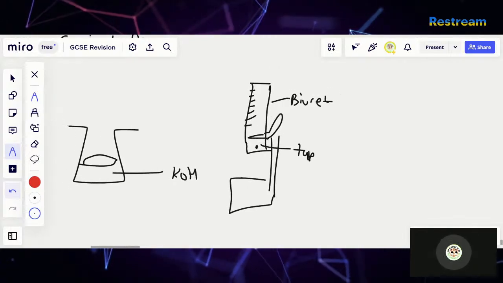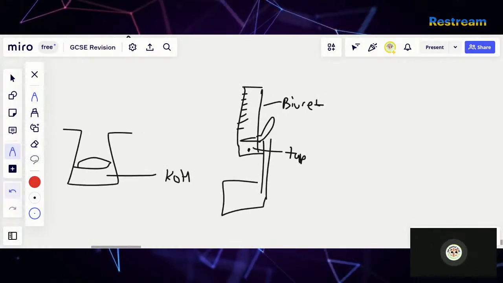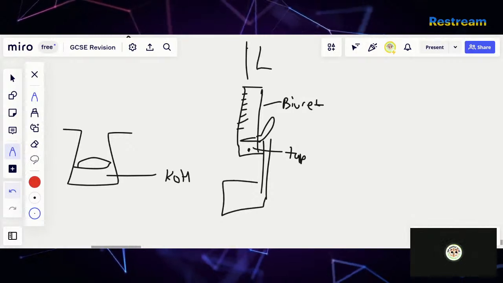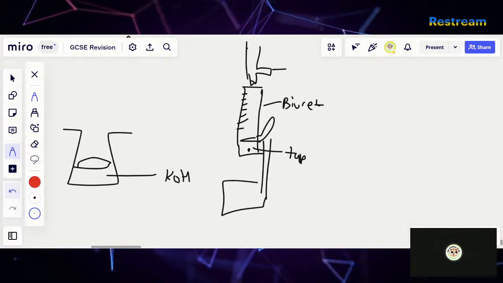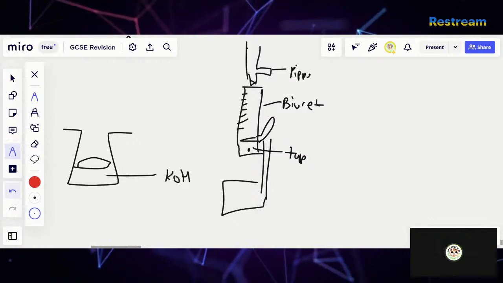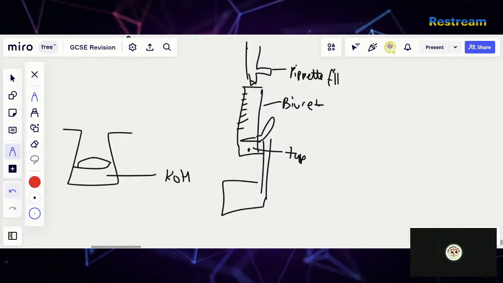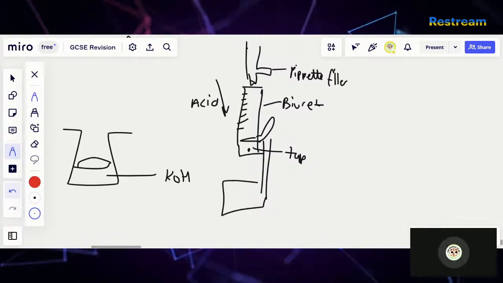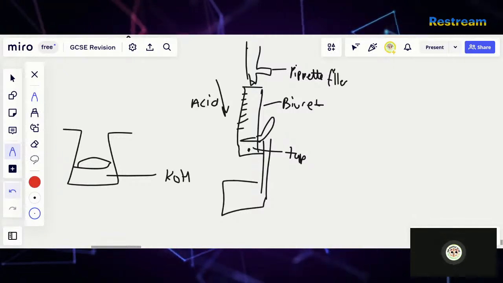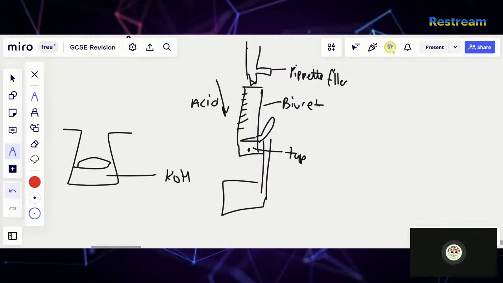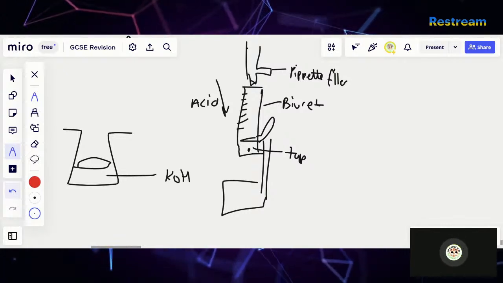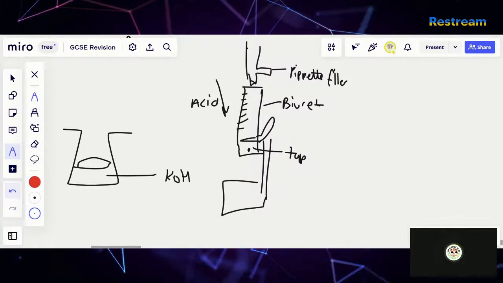Now, we need to put the acid into the burette, and in order to do that, we're going to use this thing called a large pipette filler. And therefore, the acid is going to go there. Now, you can put any volume of acid because that's what we're measuring. So in terms of the independent variable, what we're changing is the amount of acid we're adding. The dependent variable is we're measuring the amount of acid needed.